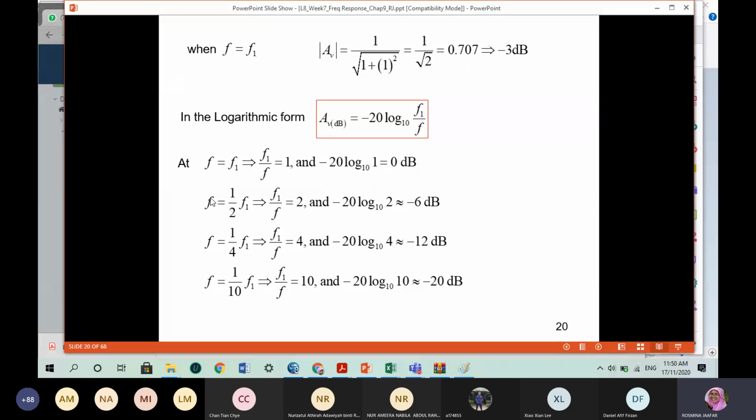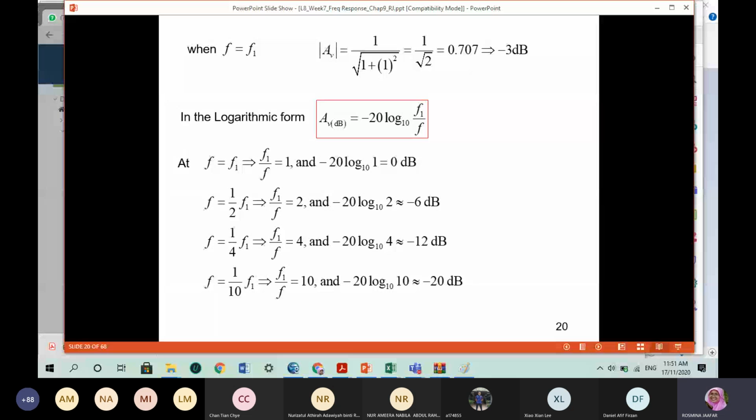But if you have frequency F is half of F1, the ratio of F1 over F becomes 2. So negative 20 log 10 of 2, you will have negative 6 dB. If you have F equal to a quarter of F1, now F1 over F is equal to 4. Therefore, negative 20 log 10 of 4 will be negative 12 dB. And if F is 1/10 of F1, your ratio of F1 over F is equal to 10. And therefore, 20 log 10 of 10 becomes negative 20 dB.